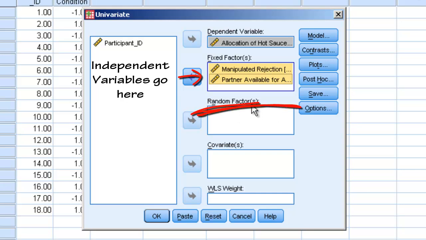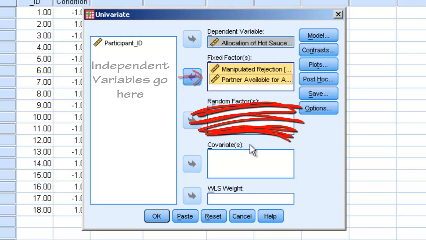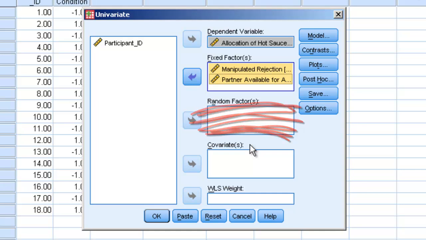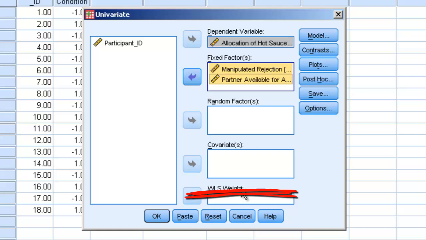Random factors is almost never used. Covariates is used occasionally, though nothing we're going to do for this class. We'll do a separate lecture on covariates, and WLS weight is also almost never used. So if we ran the analysis right now, we'd actually get some information, but we're not done.